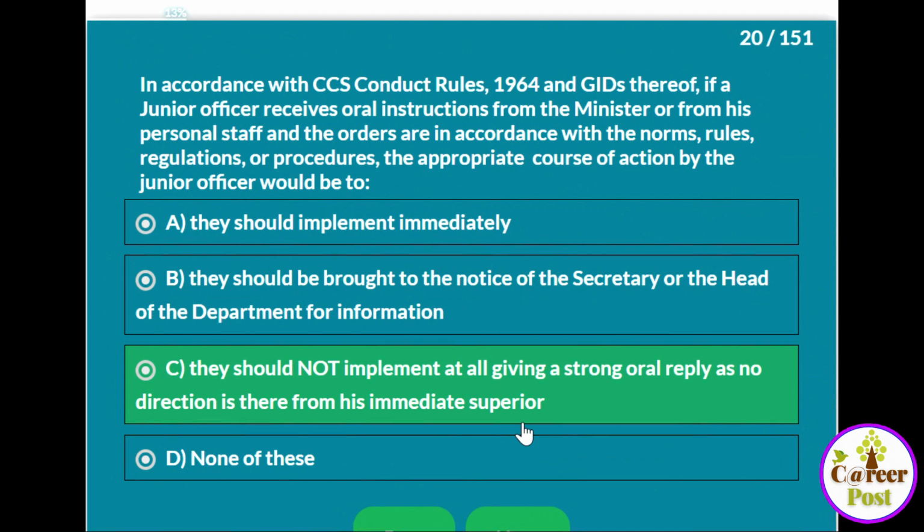In accordance with the CCS Conduct Rules 1964 and GIDs thereof, if a junior officer receives oral instructions from the minister or from his personal staff, and the orders are in accordance with the norms, rules, regulations or procedures, what is the appropriate course of action for the junior officer? Should they implement immediately, should they be brought to the notice of the secretary or head of the department for information, should they not implement at all, giving a strong oral reply that no direction is there from his immediate superior, or none of these.